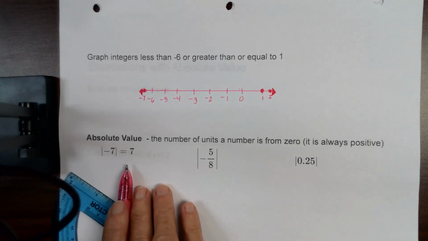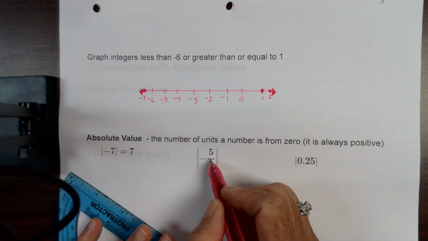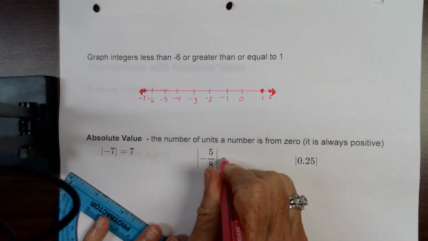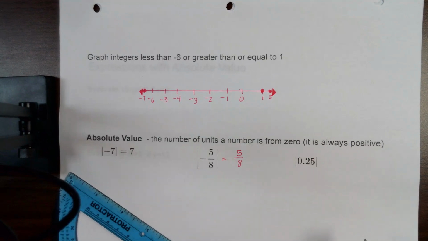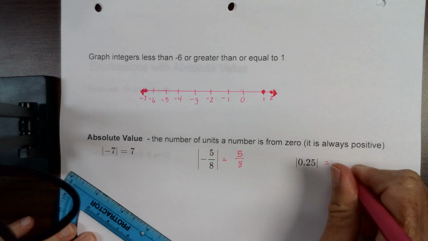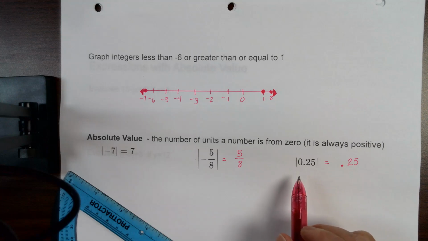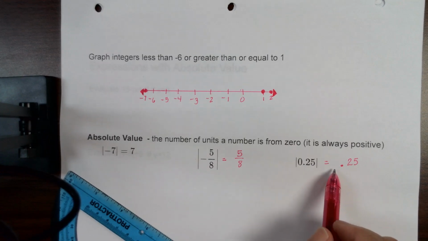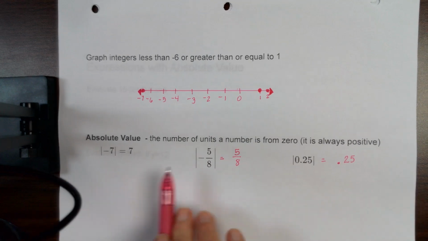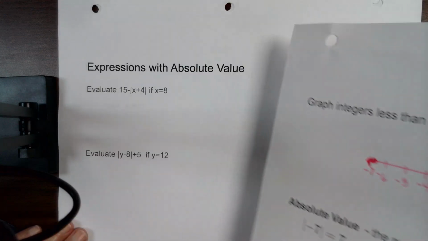So the absolute value of negative 7 is 7. If I'm going to take the absolute value of negative 5/8, that's going to be positive 5/8, because negative 5/8 is 5/8 units away from 0 on a number line. The absolute value of positive 0.25 is still 0.25, because the absolute value means the distance 0.25 is away from 0 on the number line, which is 0.25 units. So remember, absolute value is always going to be the positive of whatever number you find inside there.